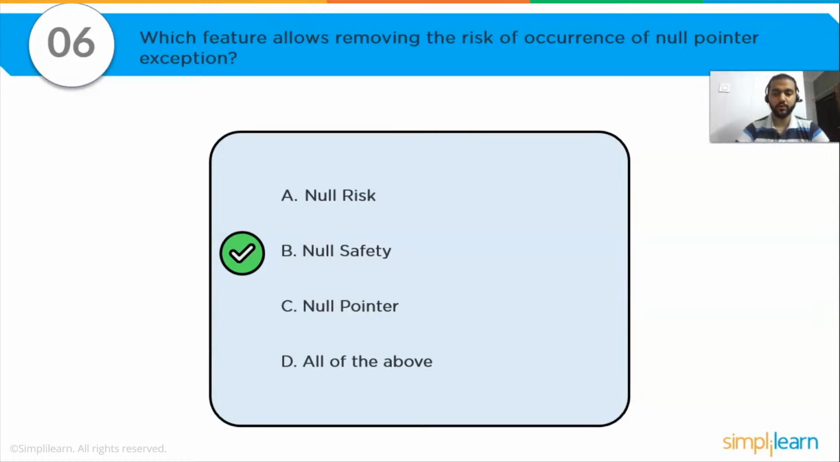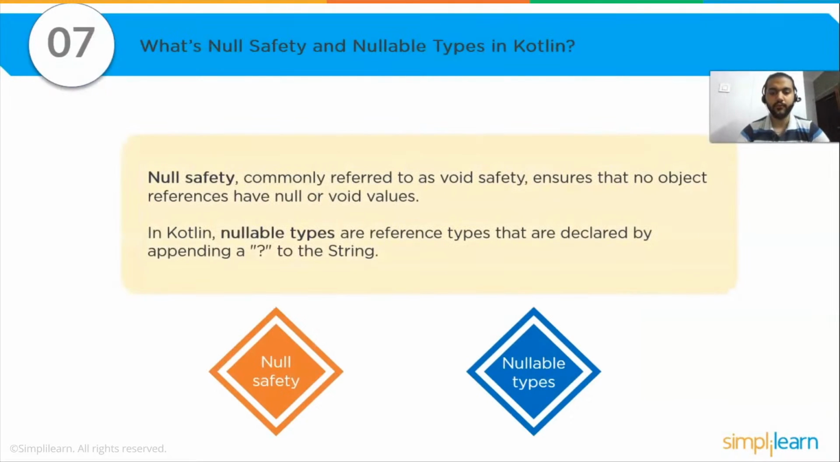Now moving on to the seventh question, which is what is null safety and nullable types in Kotlin? Null safety, commonly referred to as void safety, ensures that no object references have null or void values, whereas in Kotlin, nullable types are reference types that are declared by appending a question mark to the type. This question mark is what we add at the end of the data type to make it nullable.